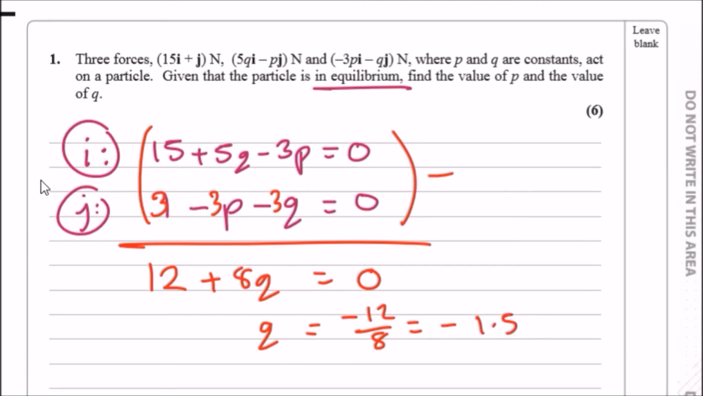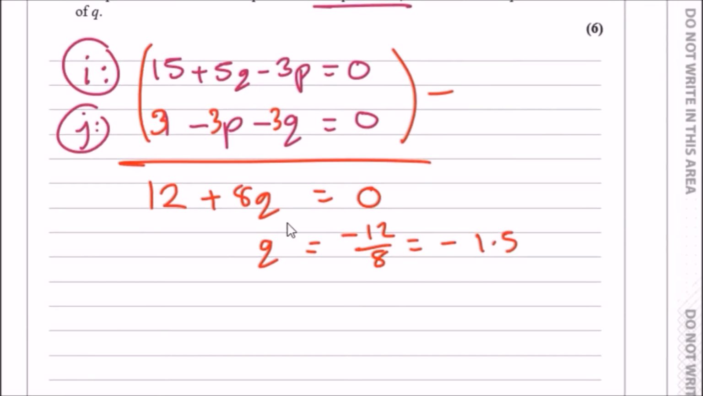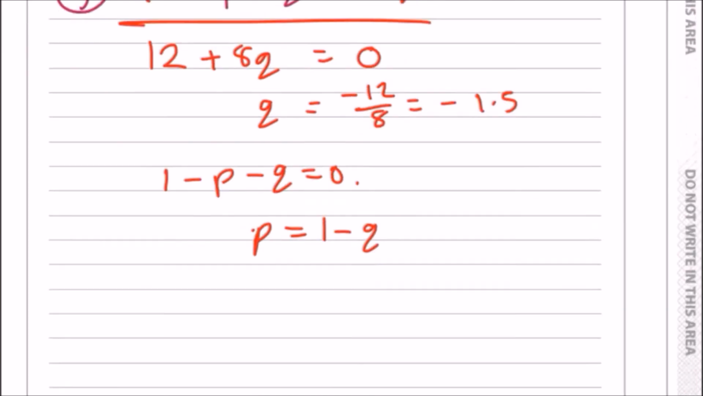And lastly, to find p, I would just go back and use the second equation. So we initially had 1 - p - q = 0. Effectively, adding p across, p equals 1 minus q. So it'll be 1 minus minus 1.5, and you should get 2.5. So p would be 2.5.